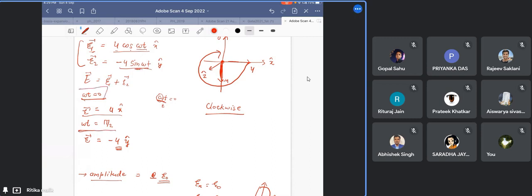Just by checking at two positions, omega t equals 0 and omega t equals pi by 2, we see that our electric field at omega t equals 0 is in the x cap direction. You can draw an arrow in x cap and it has an amplitude 4. At omega t equals pi by 2, this component will become 0 and only this component survives, minus 4. So you can draw again an arrow with minus 4. And you can see from t equals 0 to pi by 2, this is how your field moves. By just extrapolating it further, we can say that the field is moving in a clockwise direction. So this is how we see circular polarization.